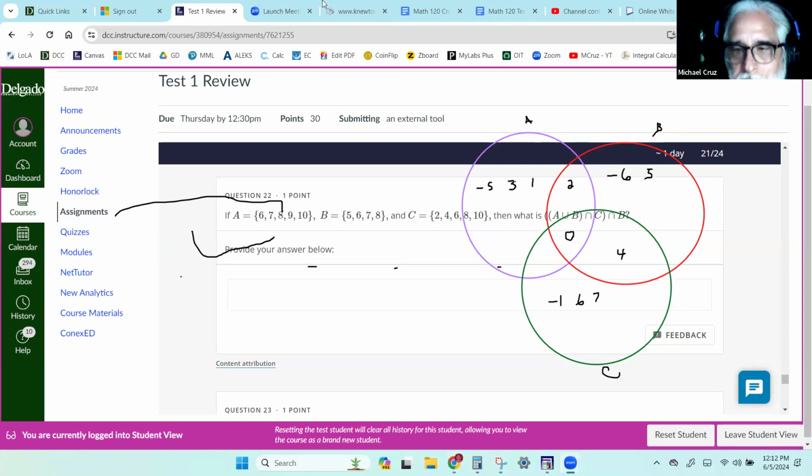The meeting time, it's 11 and 12:30. 11 for the 020, 12:30 is the 120, the credit bearing course. All right, I'll see you back in a few minutes at 12:30.